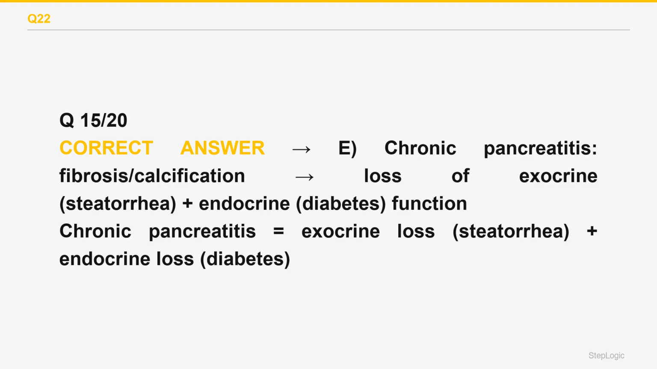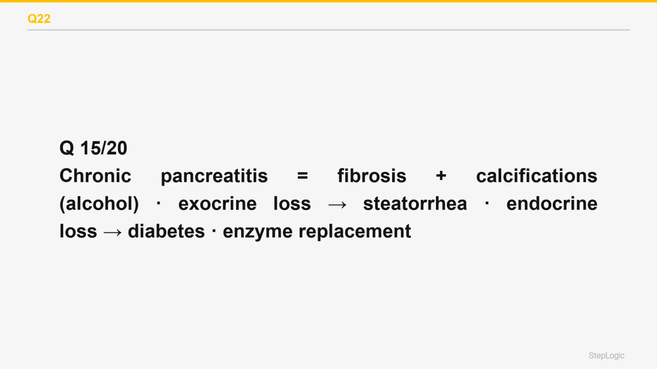Treatment includes pancreatic enzyme replacement, pain control, and managing the diabetes. The fibrocalcific destruction causing combined exocrine (steatorrhea) and endocrine (diabetes) failure is chronic pancreatitis.